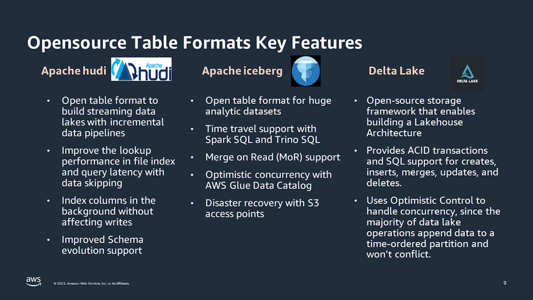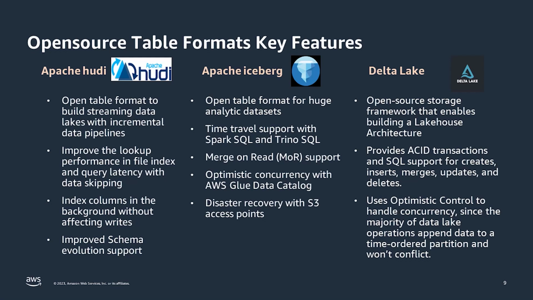All three of them provide the basic transactional data lake features. Apache Hudi has very improved schema evolution support. For Apache Iceberg, if you want to maintain optimistic concurrency with the AWS Glue catalog, then you can use Apache Iceberg. And also, disaster recovery is supported in S3 as well.